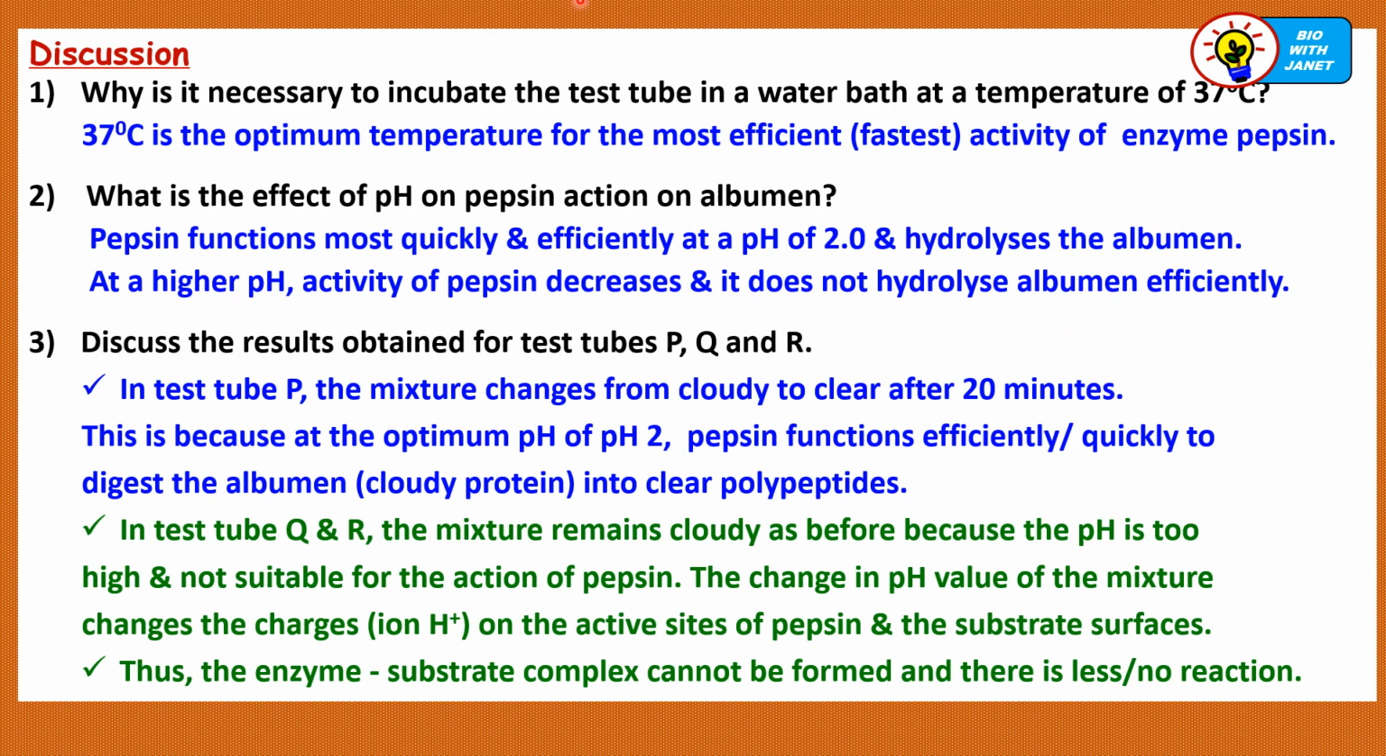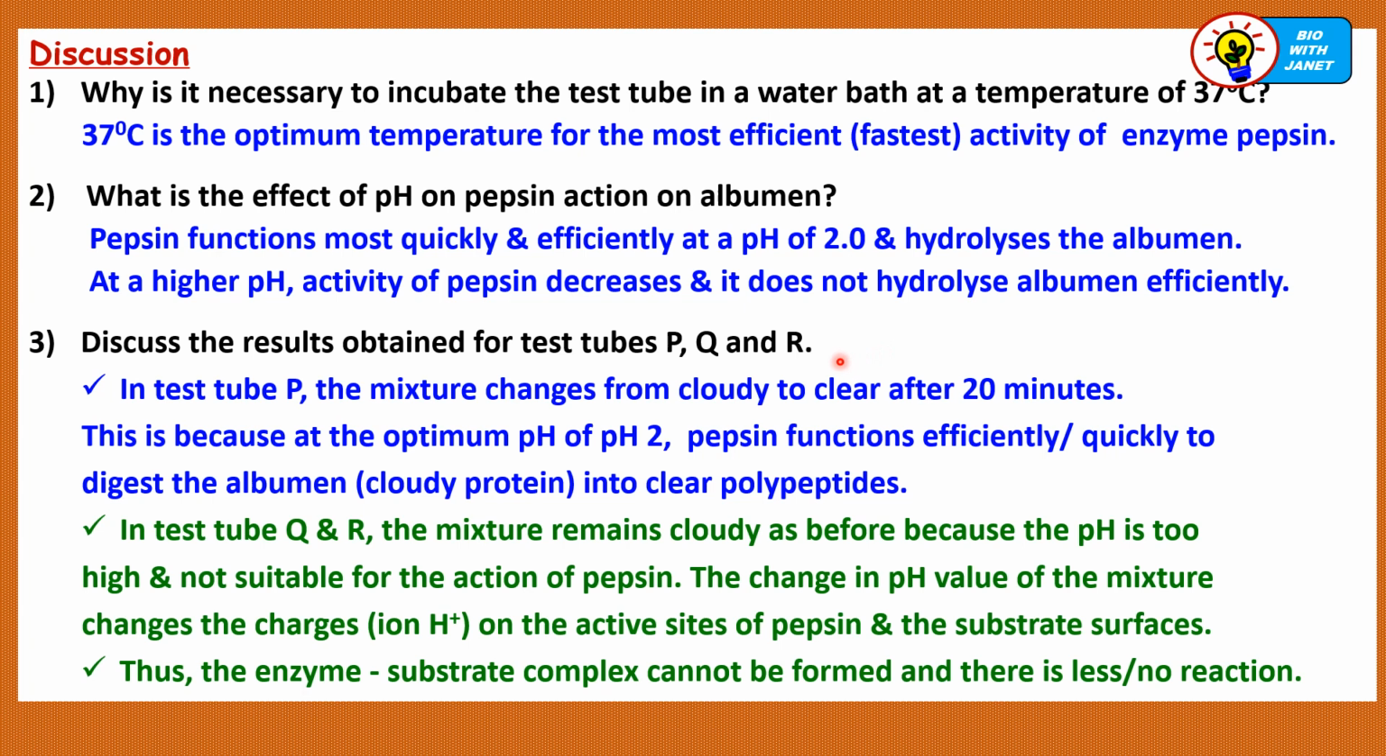Discussion. Why is it necessary to incubate the test tube in a water bath at a temperature of 37 degrees? Because 37 degrees is the optimum temperature for the fastest activity of the enzyme pepsin. Secondly, what is the effect of pH on pepsin action on albumin? Pepsin functions most quickly and efficiently at a pH of 2.0 and hydrolyzes the albumin at this pH. Whereas at a higher pH, like pH 7 or 8, the activity of pepsin decreases and it does not hydrolyze albumin efficiently, or maybe there's no hydrolysis of albumin.